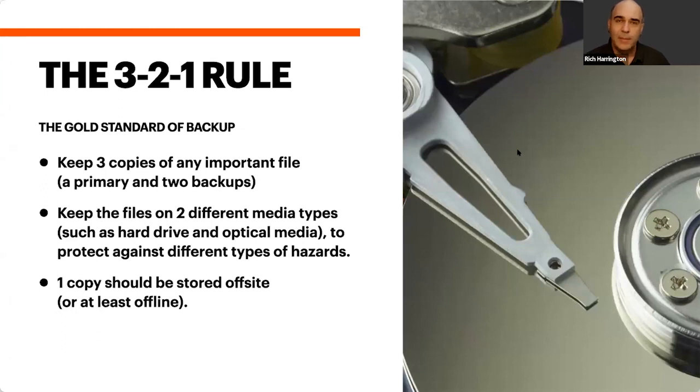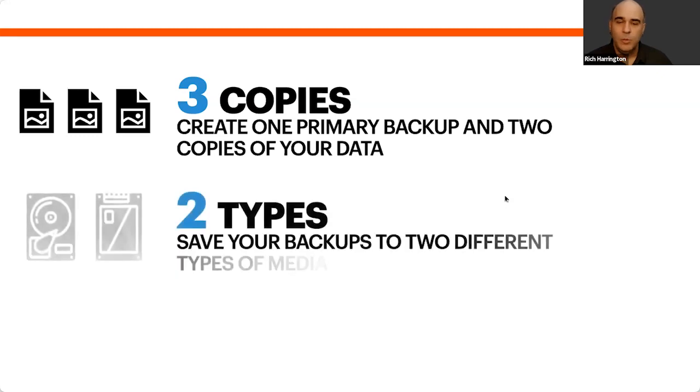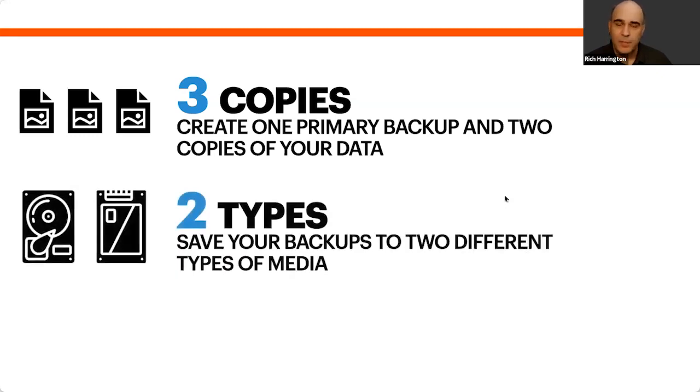Again, 3 copies, a primary and 2 backups, 2 different media types, such as hard drive and optical, or hard drive and SSD. And 1 copy should be off-site. So when you've done this right, it works out really well. 3 copies, 1 primary, 2 backups. Don't mix them up. Always work off of your primary so the backups stay in sync. 2 types, put it on 2 different types of storage media.